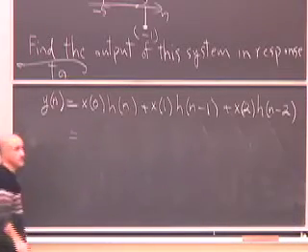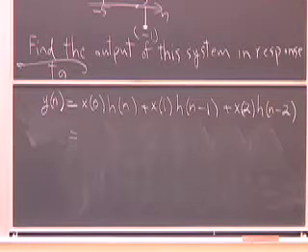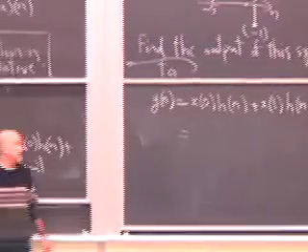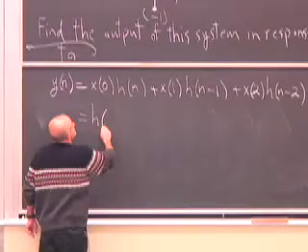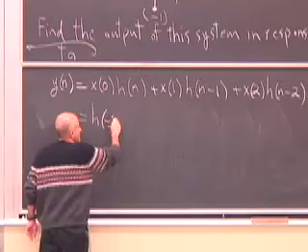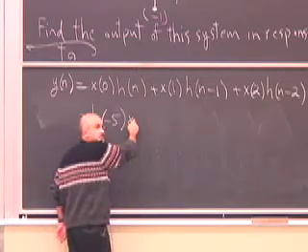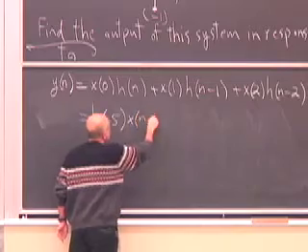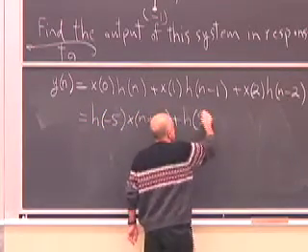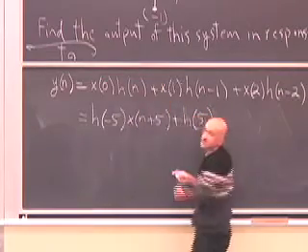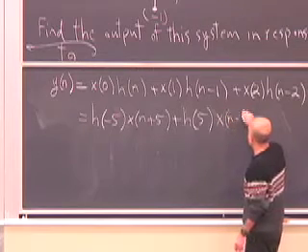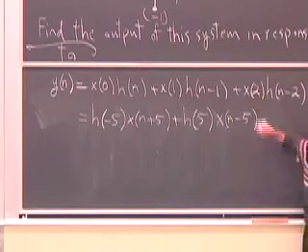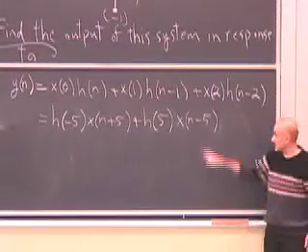Another way to do it is to look at that form of the convolution and write H of what? H of negative 5 times X of N plus 5, plus H of 5 times X of N minus 5. Basically, you pick all the non-zero values of H. Which one's easier to do, this one or this one? The second one. So do it.